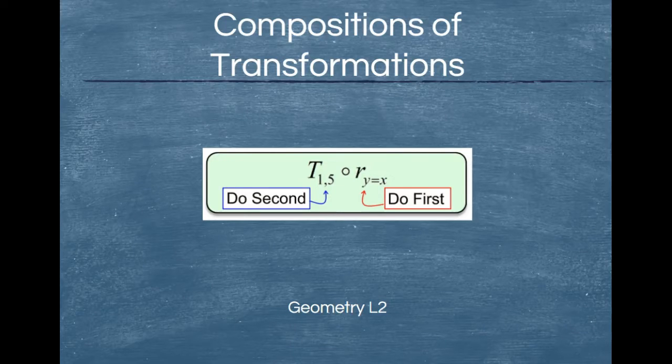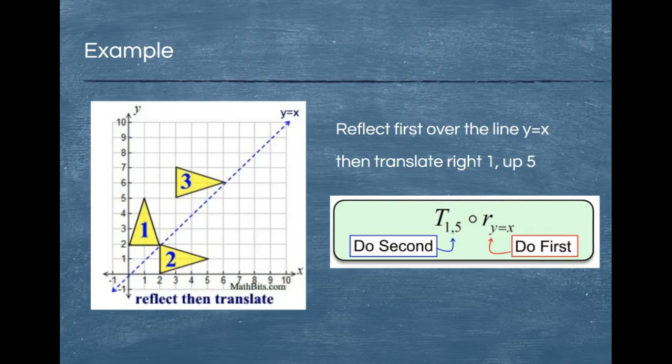Hey guys, this is the last major topic for Unit 1, and this video is about compositions of transformations. So you've actually learned everything you need to know in order to do these transformations. The only new information is that now we'll be doing two transformations in one problem. Here's an example so you can start to see what this looks like on the coordinate plane.